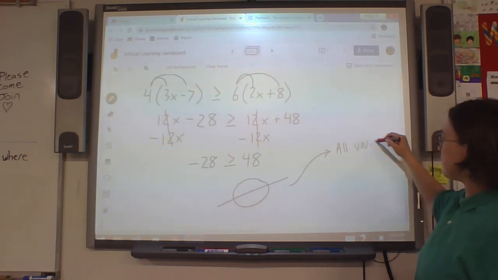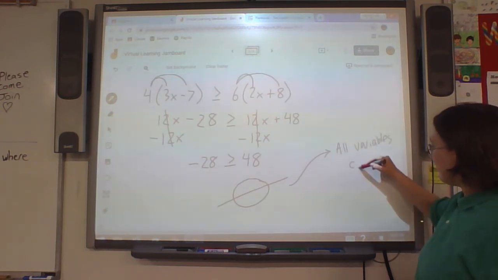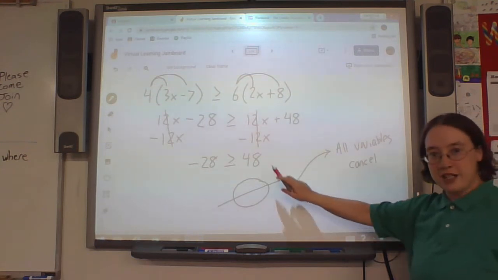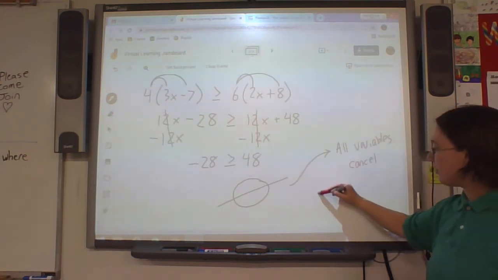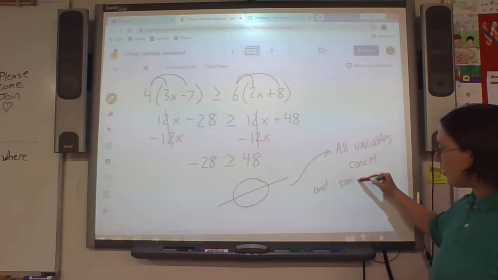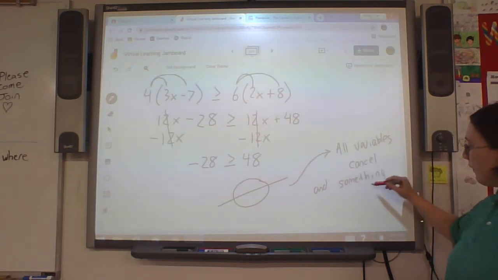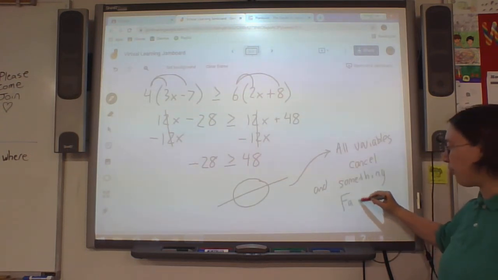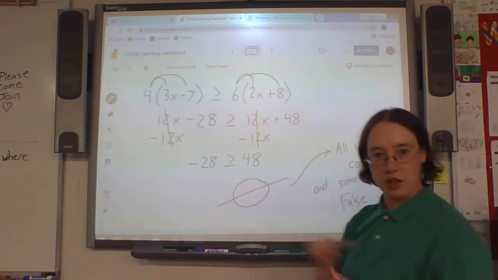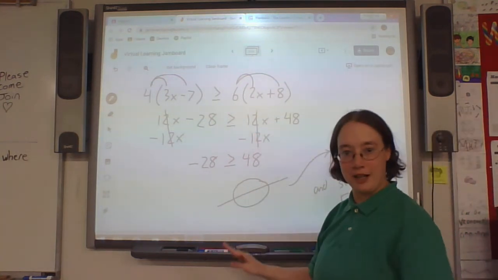So if all of our variables cancel out and we ended up with something false, then it's no solution. No number that we plug in here would work.